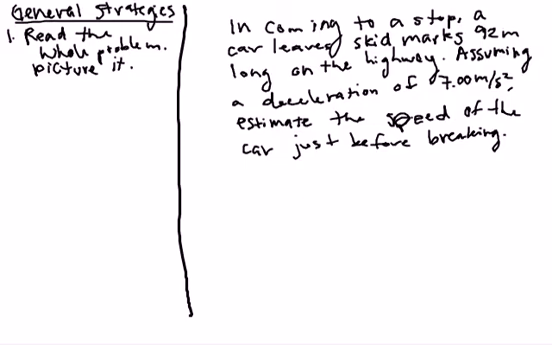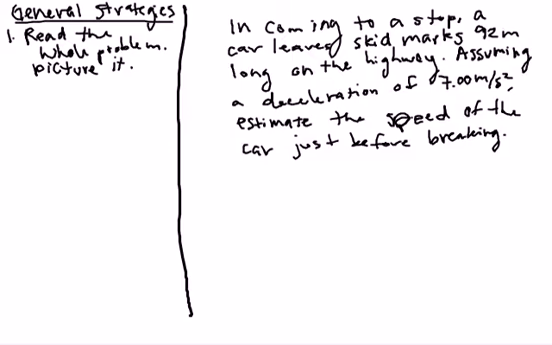Alright, so first thing in your general strategies is read the whole problem. Don't read part of the problem, don't skim the problem, read the whole problem and really try to picture it. So, in coming to a stop, a car leaves skid marks 92 meters long on the highway. Assuming a deceleration of 7 meters per second squared, estimate the speed of the car just before braking.